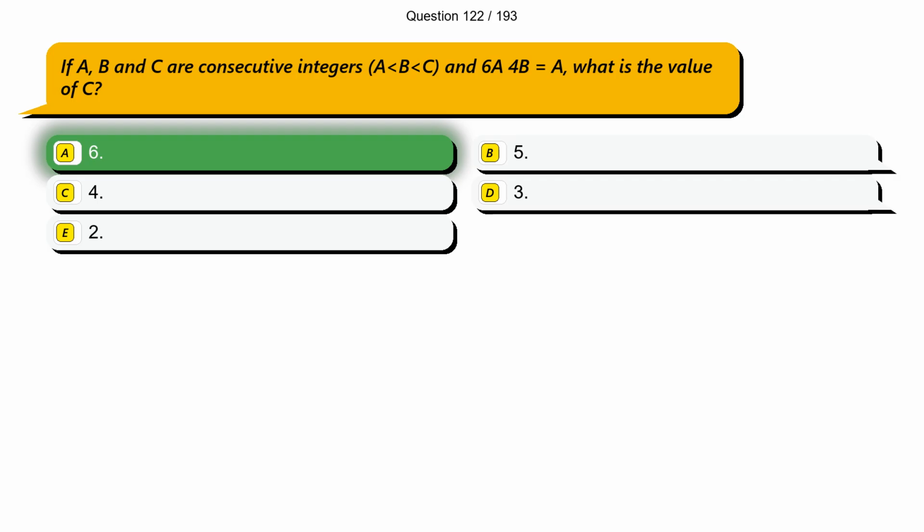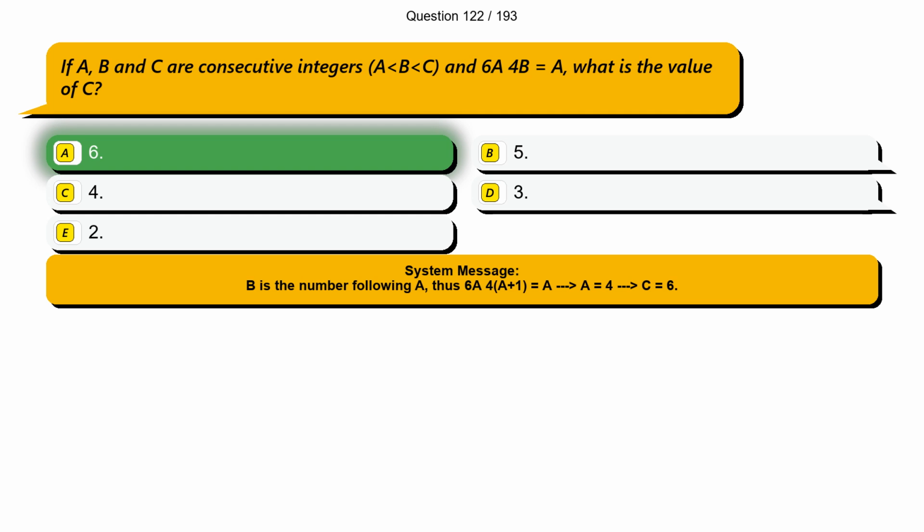The correct answer is option A, 6. B is the number following A, thus 6a equals 4 times a plus 1, so a equals 2, b equals 3, and c equals 4.